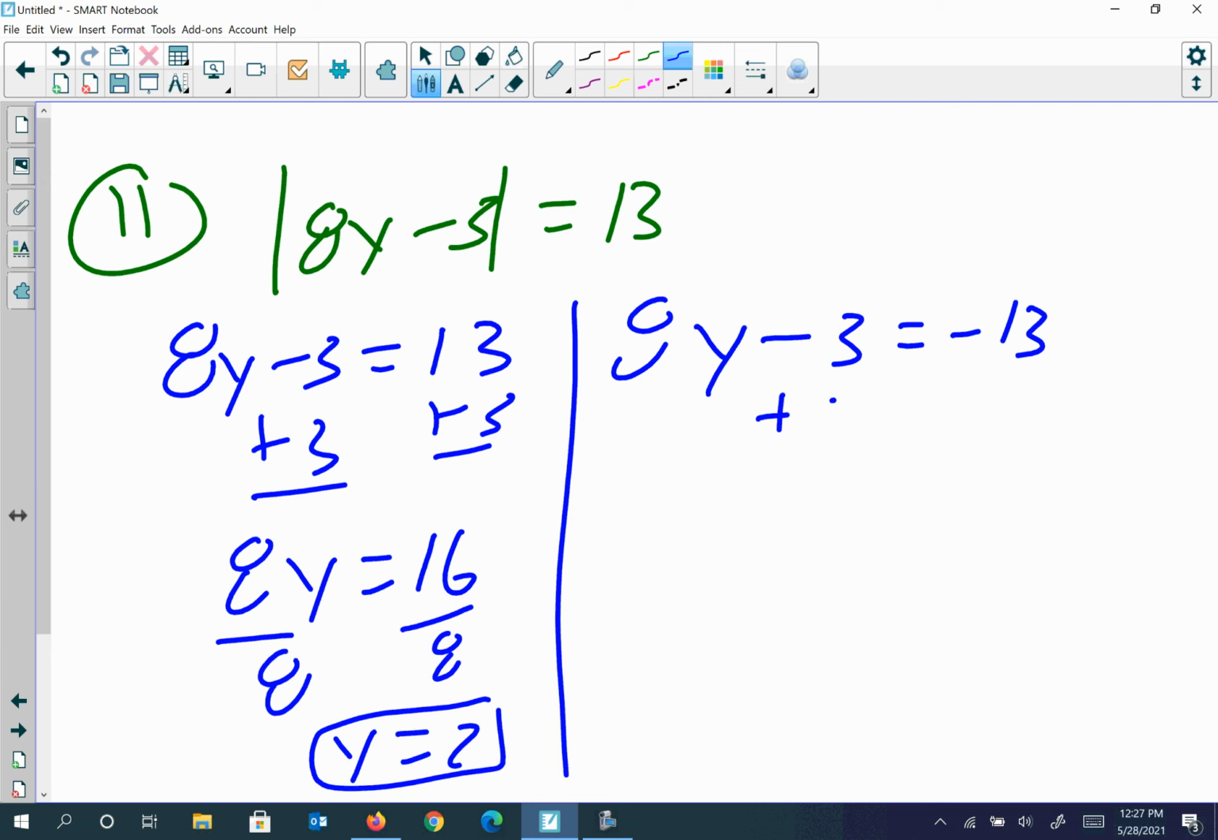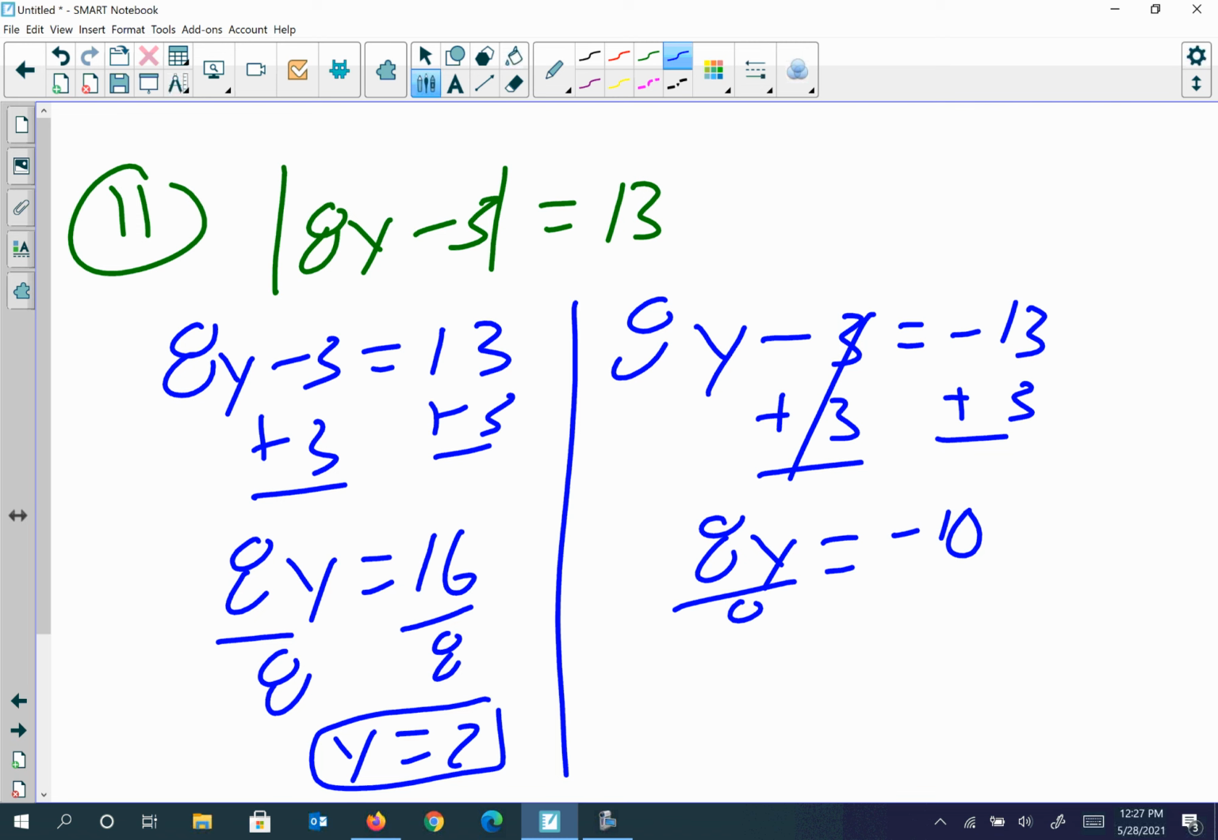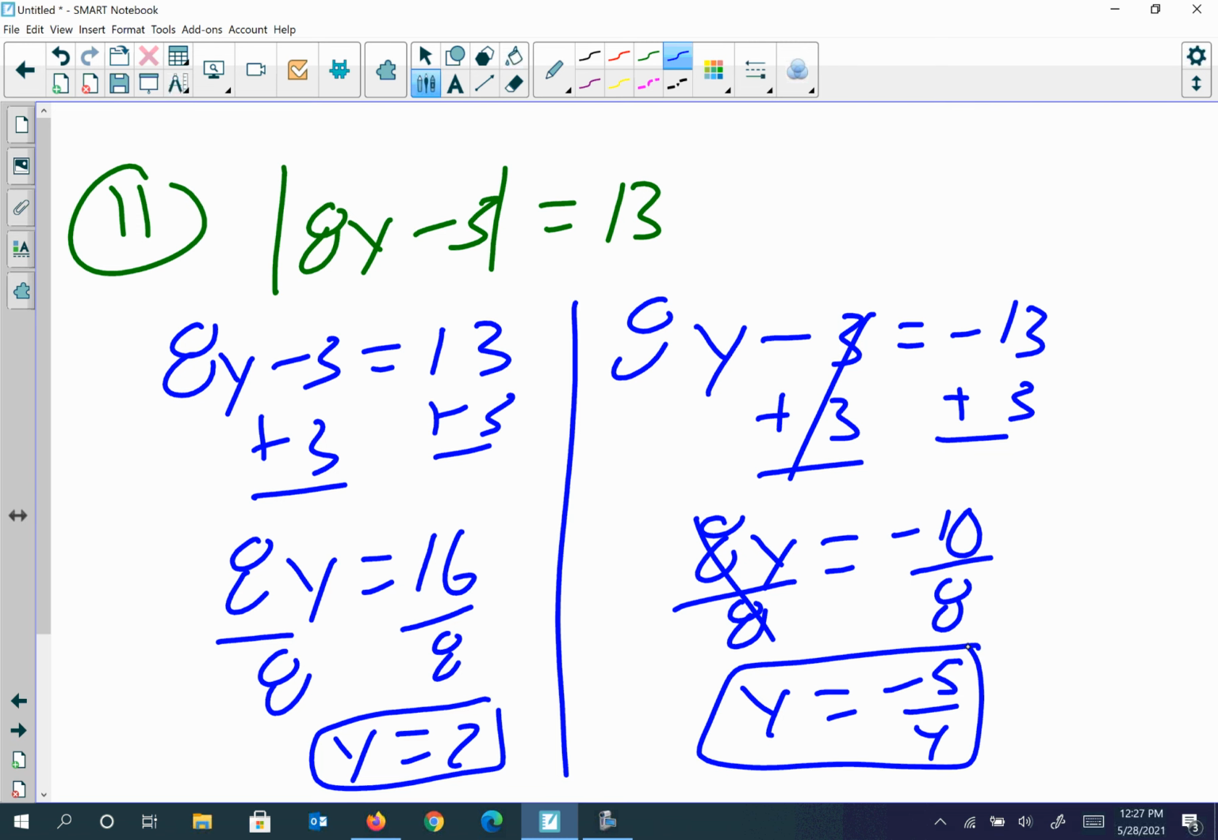On this one, I'm going to add 3 to both sides. Those cancel. 8y is equal to, is that negative 10? Divide each side by 8. So I get negative 5/4 when I reduce it. So if I plug either of those back into the original for y, I would get 13.